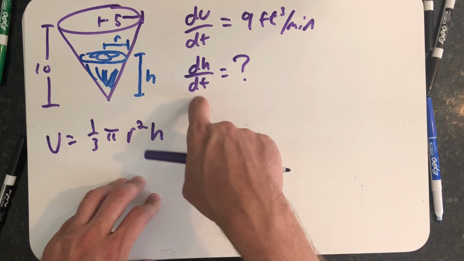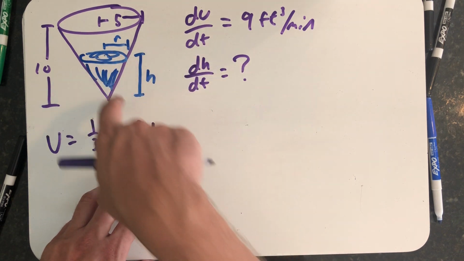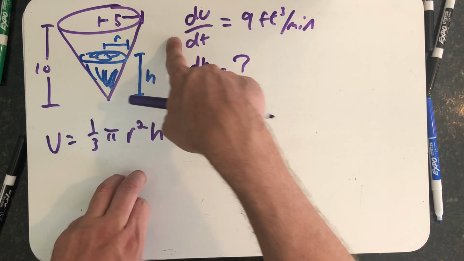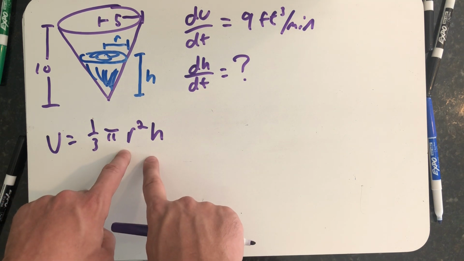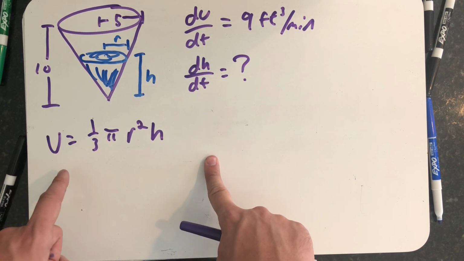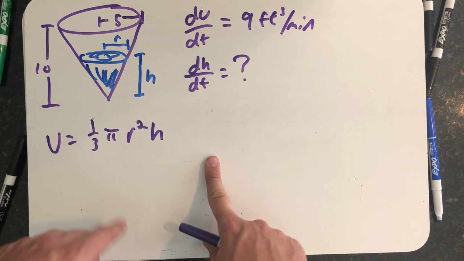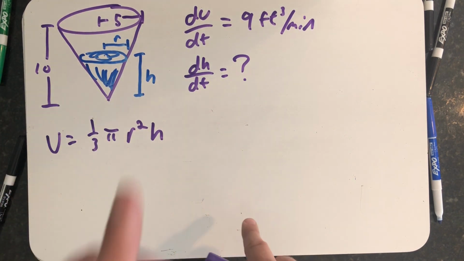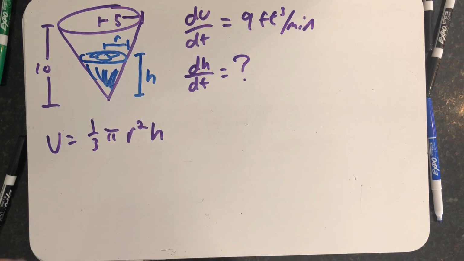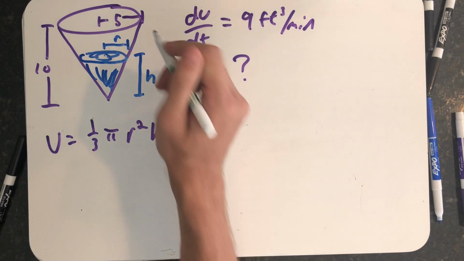And I'm only asked about dh/dt, I'm not asked about dr/dt, and I'm only given information about dV/dt. To use the product rule here, I would end up with both a dh/dt and a dr/dt. And I don't want that. I want to see if I can use something in this diagram to get this down to only involving the height. And what I see in this diagram are actually two similar triangles.